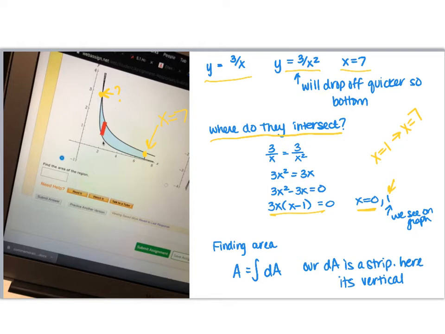So let's talk about what exactly we're doing, the general process of finding the area. Finding the area through calculus is basically taking little pieces that have a small amount of area and adding them all up through integration. This red thing that they're showing right here, which I just colored blue, is your little strip that represents your area dA. And in this particular problem, it's vertical. So let's go to the next slide.